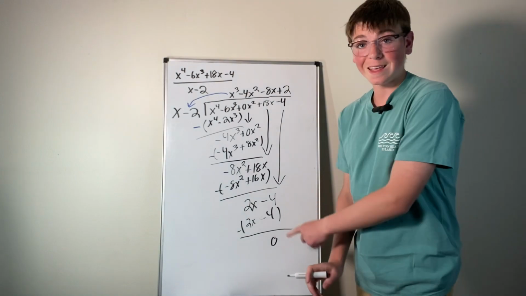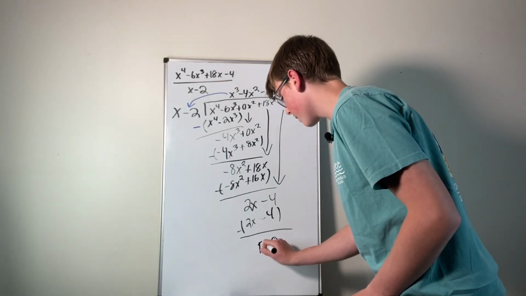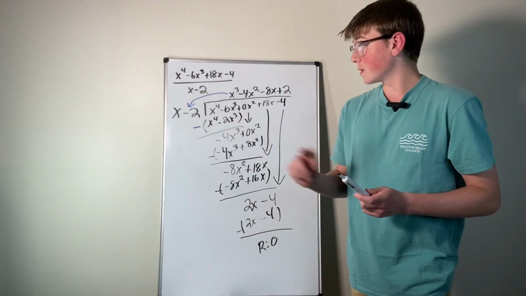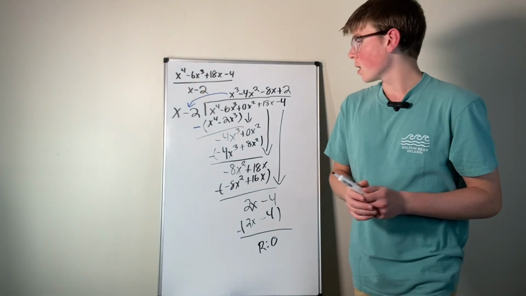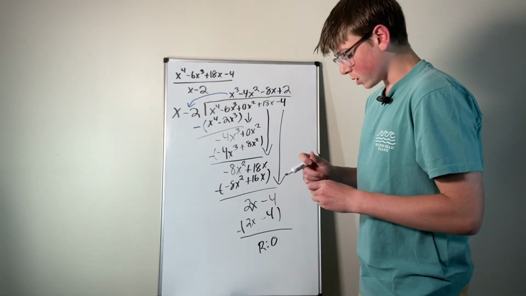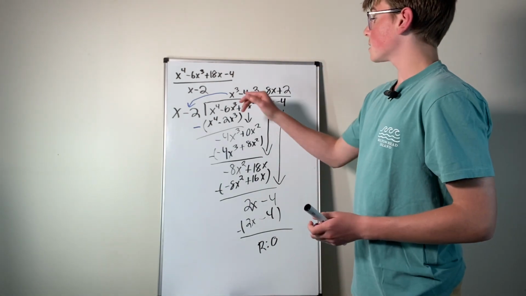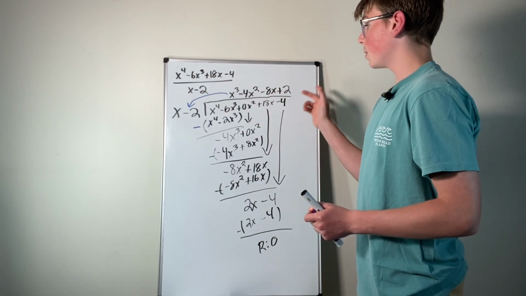So if there's anything down here still, that will be a remainder. So our remainder is 0. You could get an x down there, which is like an x squared or something, and it can't divide by that. Whatever. But our answer is now x cubed minus 4x squared minus 8x plus 2.